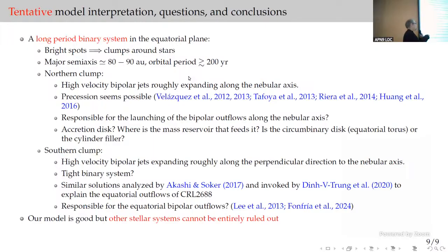Of course, this southern clump could be responsible for the launching of the equatorial bipolar outflows that we detect in CRL 618. Of course, this is a model. It was not possible to explore the whole parameter space, so there could be other scenarios that could explain the observations. This one works, but we cannot rule out other possibilities. There is much work to do in order to support this model or reject it.